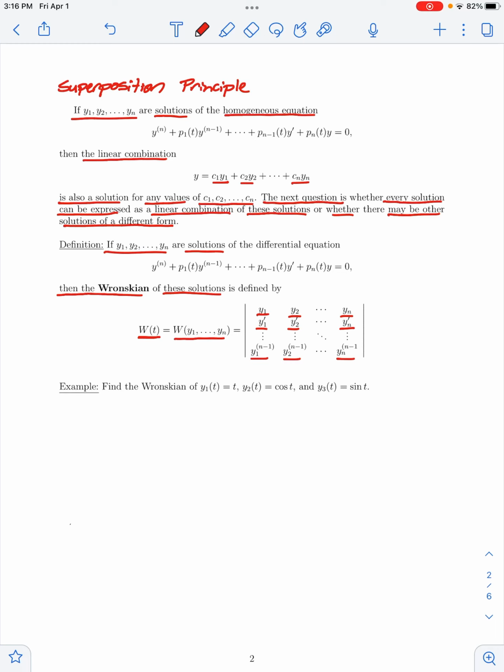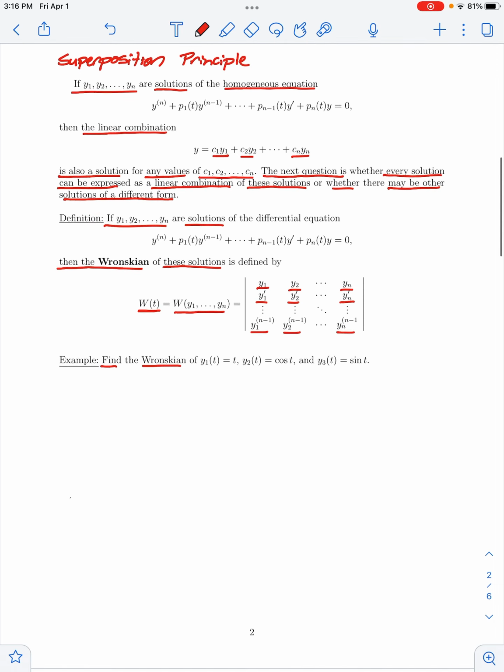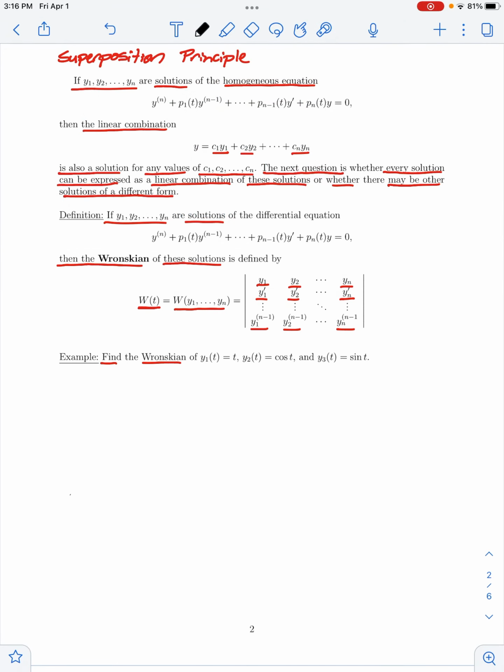So let's look at an example of calculating a Wronskian for a higher order equation. Here we are asked to find the Wronskian of the functions y1, y2, and y3, which are given. So here our Wronskian, which will depend on y1, y2, and y3, which are functions of t, is the determinant of the 3 by 3 matrix, where my first row would be the functions y1, y2, and y3.